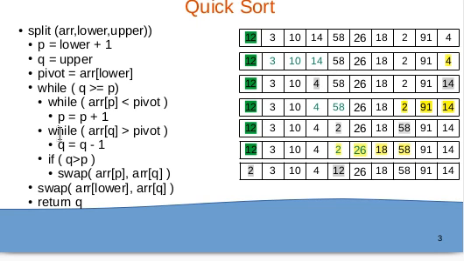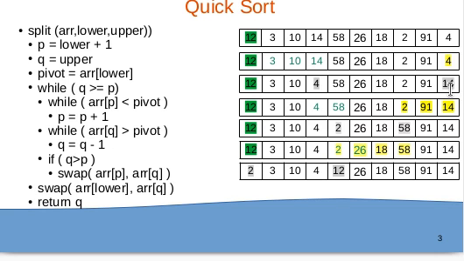Now we start from this end. Q is greater than pivot, so no, we stop here. Now if Q is greater than P, Q is here and P is here, so we swap these two elements.